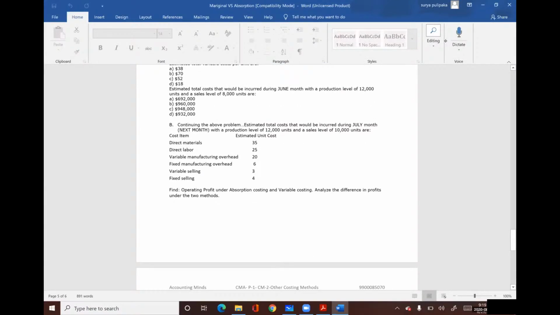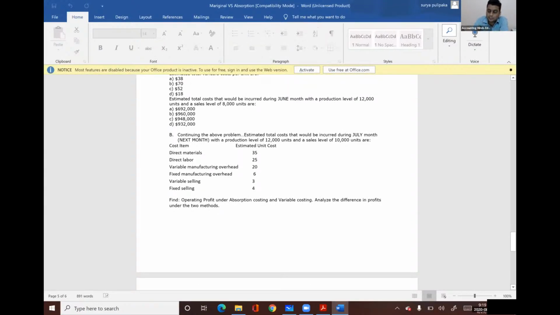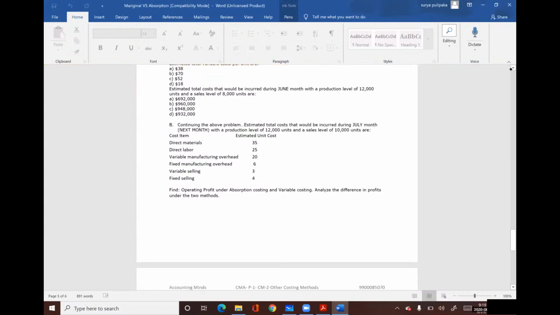Yes, sir. So read the question number B. Urmila, read it. Continuing the above problem, estimated total cost that would be incurred during July month with a production level of 12,000. Not 12,000. I changed it. Production level of 10,000 units and the sales level of 12,000 units. This is what we are supposed to find out. Agree? Guys, all of you agree with this?